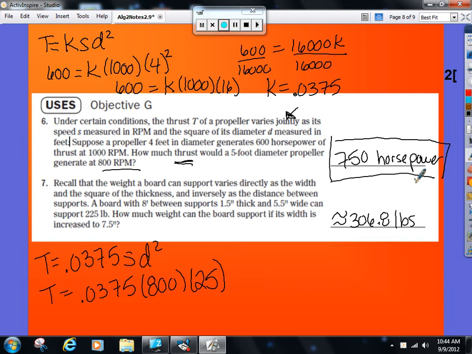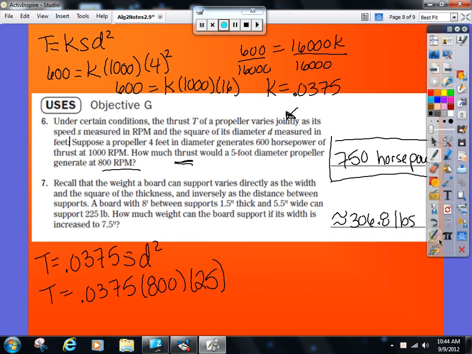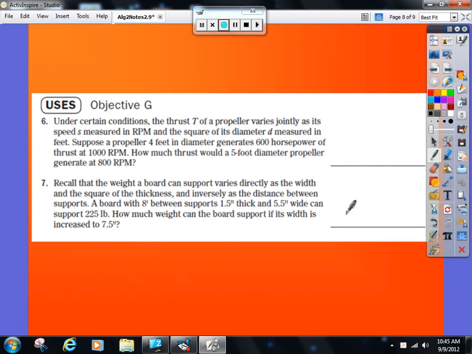Alright, number 7. I think this is the last one for the notes, so you guys are all relieved about that. I'm going to go ahead and clear all the annotations. Okie dokie, there we go. Recall that the weight a board can support varies directly as the width and the square of the thickness and inversely as the distance between supports.